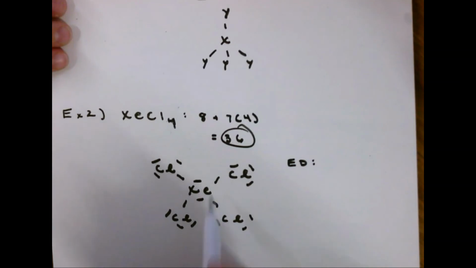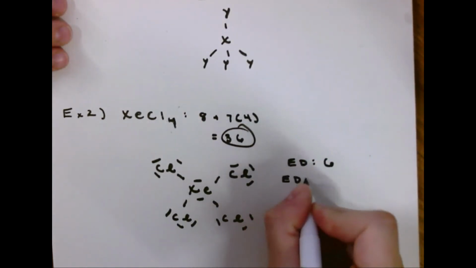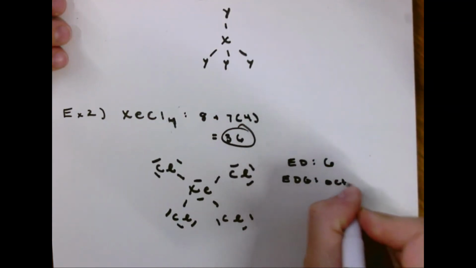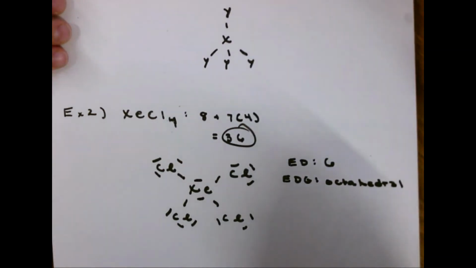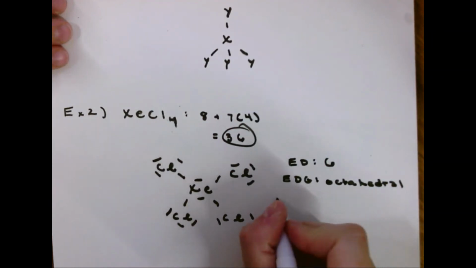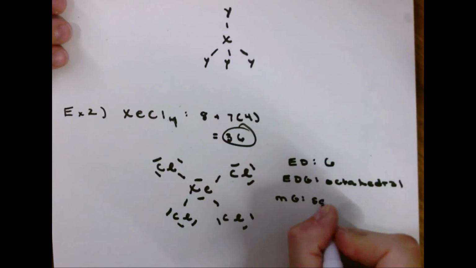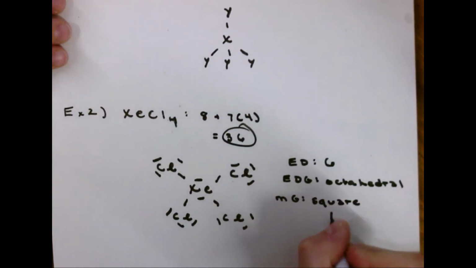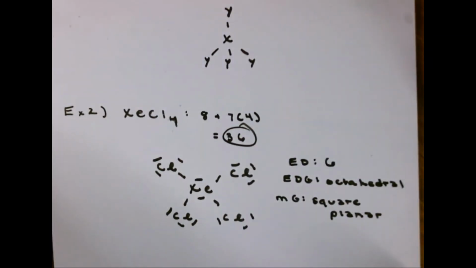So my total number of electron domains, I've got 1, 2, 3, 4, 5, 6 total electron domains, which means my electron domain geometry is going to be octahedral. Now here's where this differs from the previous problem. I've got 4 bonding domains and I've got 2 non-bonding domains, which means my molecular geometry is going to be square planar.